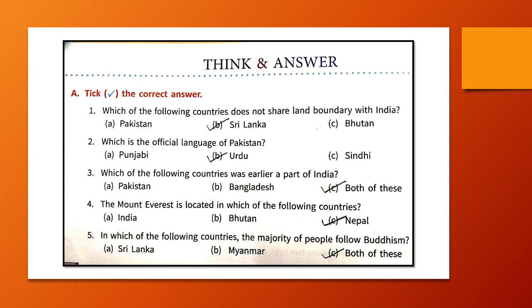Which is the official language of Pakistan? The correct answer is Urdu. Which of the following countries were earlier a part of India? Pakistan, Bangladesh, both of these. The correct answer is both of these, as both Pakistan and Bangladesh were part of India. Mount Everest is located in which of the following countries? The correct answer is C, Nepal. In which of the following countries do the majority of people follow Buddhism? The correct answer will be Sri Lanka and Myanmar, both. So you will have to choose C, both of these.